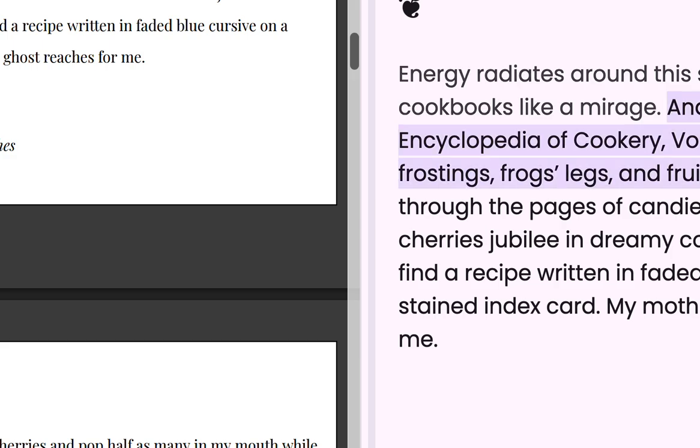So I'll show you. Volume 5F for frostings, frog's legs, and fruit sits on top. You flip through the pages of candied fruitcake and cherries.